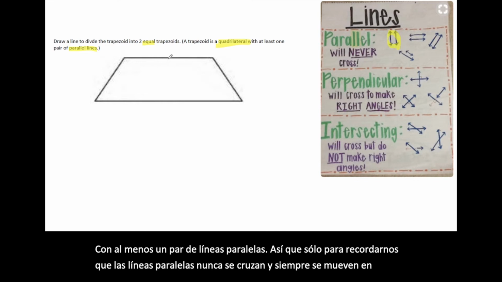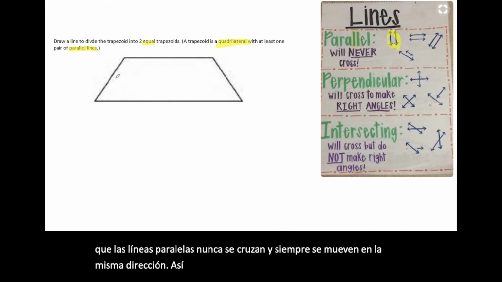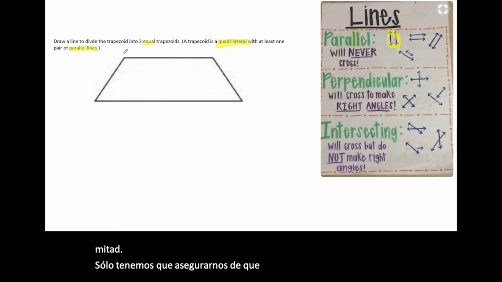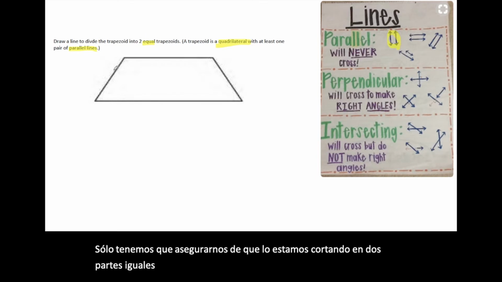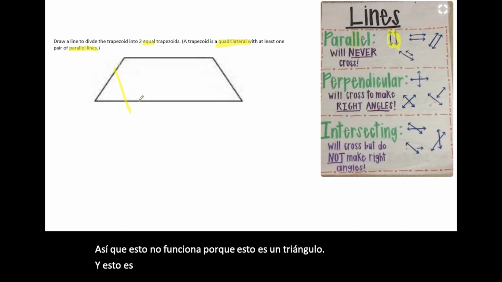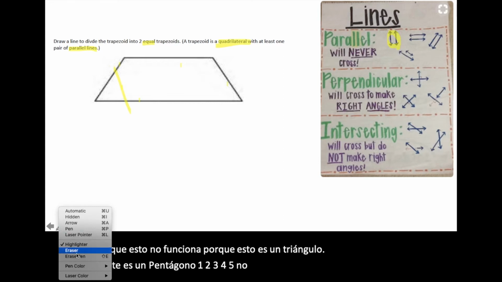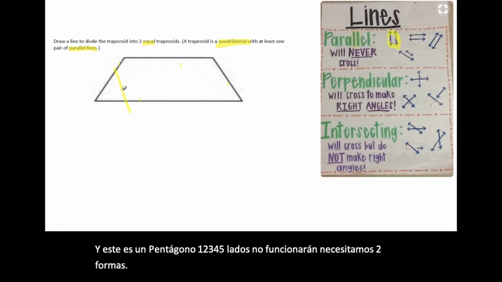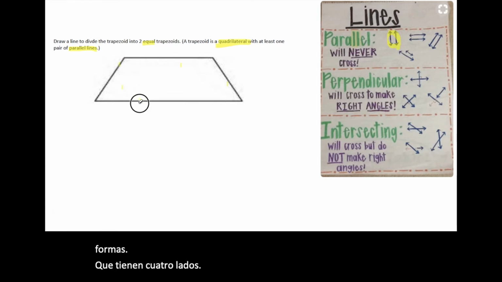So if we cut this shape in half, we just need to make sure we're cutting it into 2 equal pieces so they each have 4 sides and there's 2 parallel lines. So this doesn't work because this is a triangle and this is a pentagon. 1, 2, 3, 4, 5 sides. Won't work. We need 2 shapes that have 4 sides where 2 of the lines are parallel.